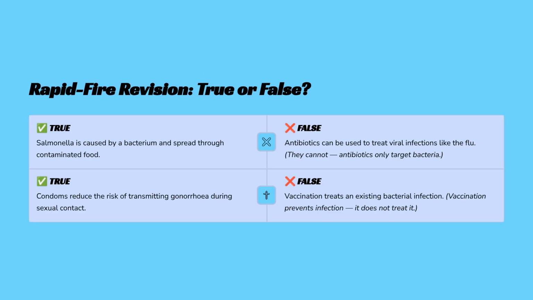Let's try a quick true or false. Salmonella is bacterial? True. Can antibiotics treat the flu? False. It's viral. Do condoms reduce gonorrhea transmission? True. Is vaccination a treatment for existing infection? False. It's for prevention. You've got this.